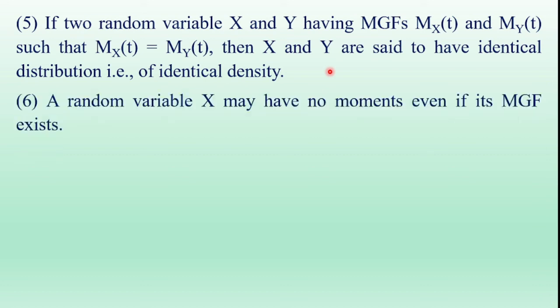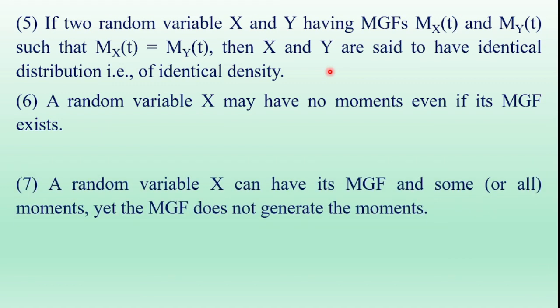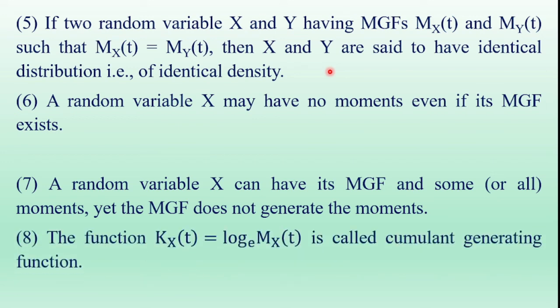And the sixth property is that a random variable X may have no moments, even if its moment generating function exists. And the seventh property is that a random variable X can have its moment generating function and some moments or all the moments, yet the moment generating function does not generate the moments. Next property is the function K suffix X of t is equal to log e of Mx(t), which is called the cumulant generating function. So these are some important properties of the moment generating function.